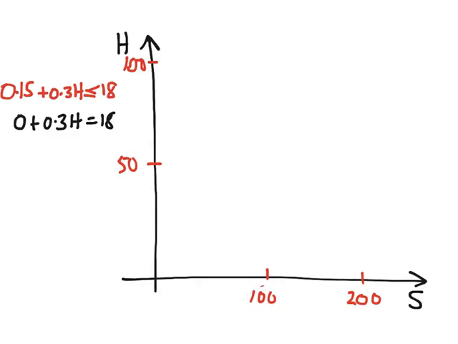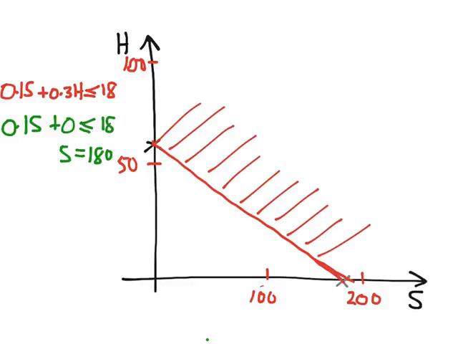Now when S is 0, we work out what H equals by dividing 18 by 0.3 and you get 60. Repeat that for when H is 0 and S is 18 divided by 0.1, 180. Using shading out we get that line, and that area under the line is what we want. Write the equation on the line.